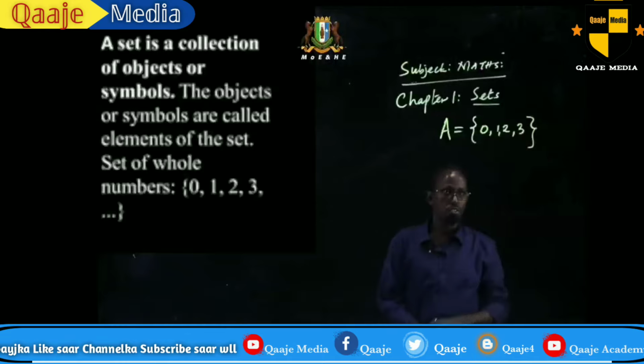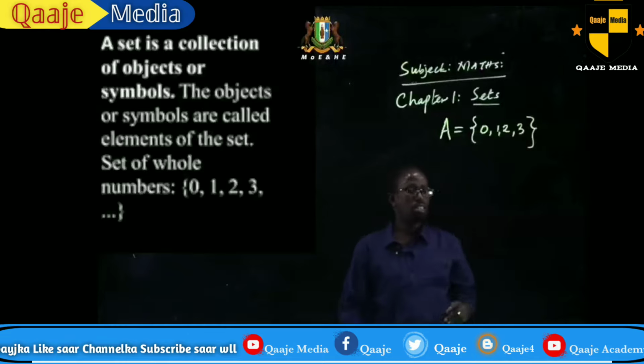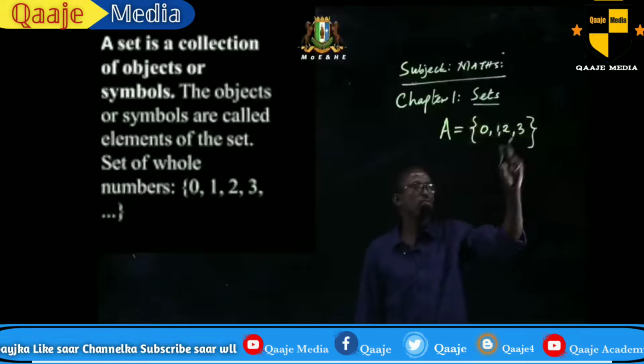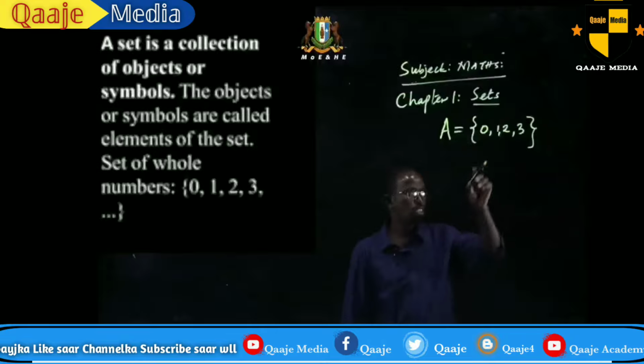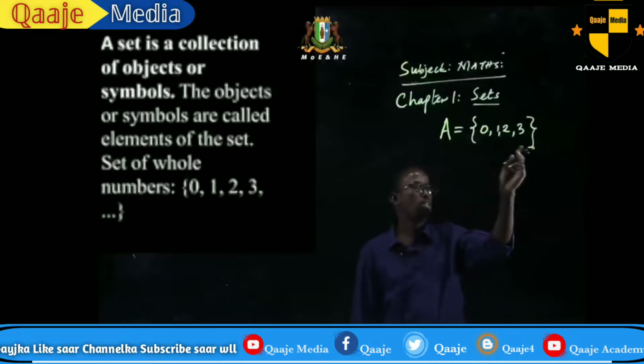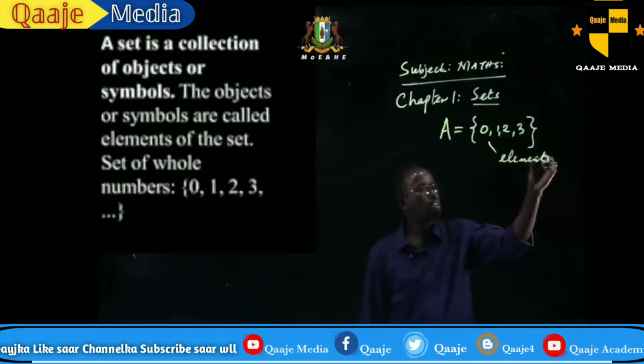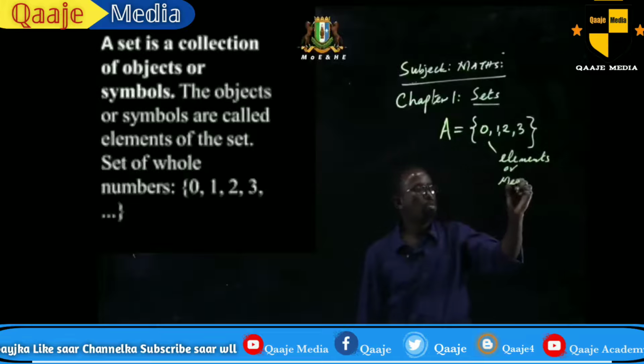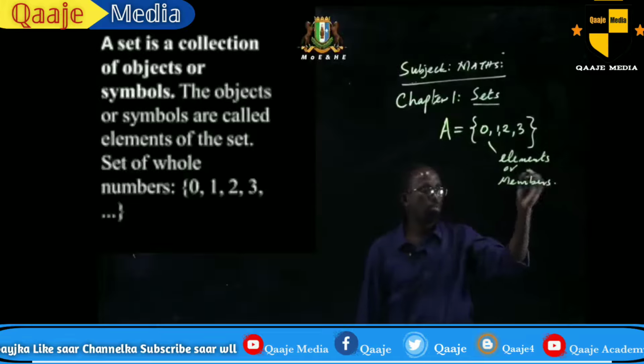examples of a set. Now always a set is enclosed with brackets, and the objects which are inside the brackets, we call them elements, or we can call them members of the set.